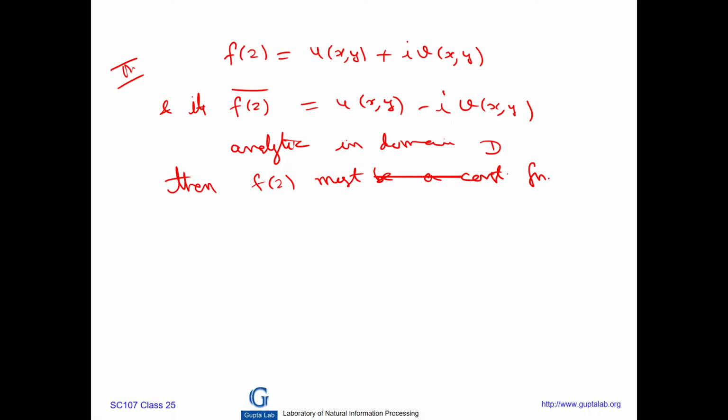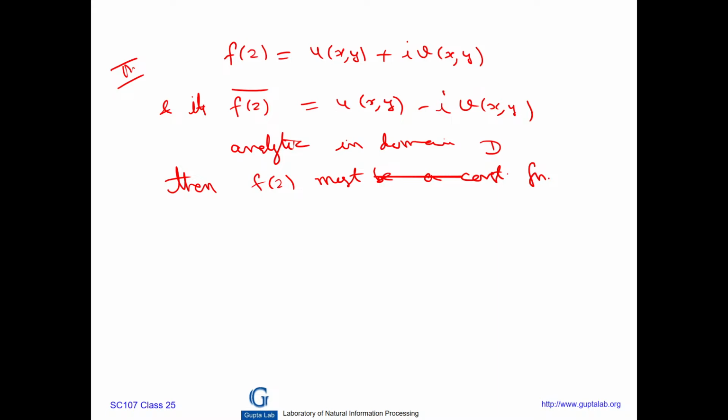The function f(z) is given as u plus iv, and it is analytic. f(z) is an analytic function such that its complex conjugate is also analytic, meaning u minus iv is also analytic. Then the function must be a constant function. How will you show that? Since f(z) is analytic and f(z bar) is analytic, both will satisfy the Cauchy-Riemann equations. Just try to start there and see what happens.